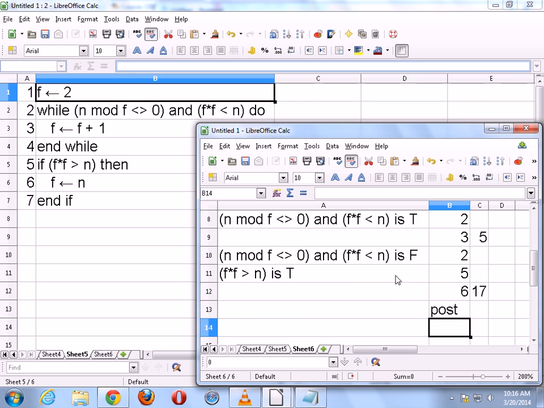So are there any questions about this? Without the conditional statement from line 5 to line 7, we would have made the incorrect conclusion that 5 is a prime factor of 17. So that's why we need a conditional statement to kind of fix it up.